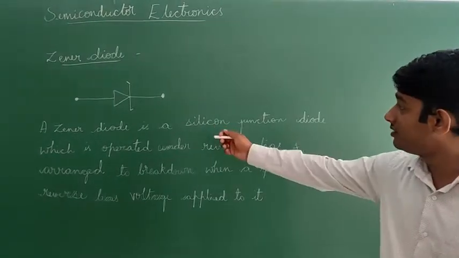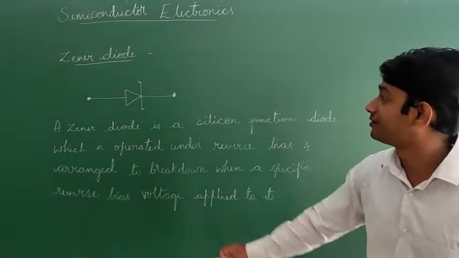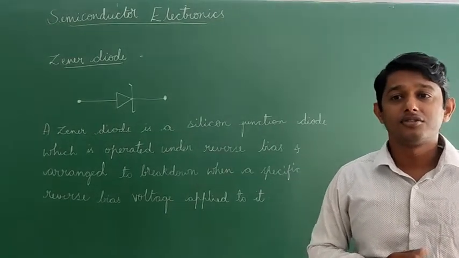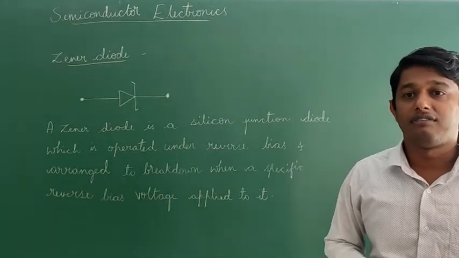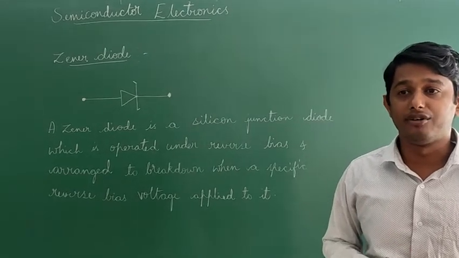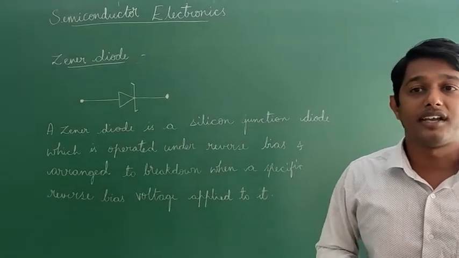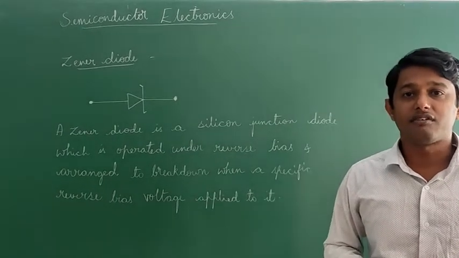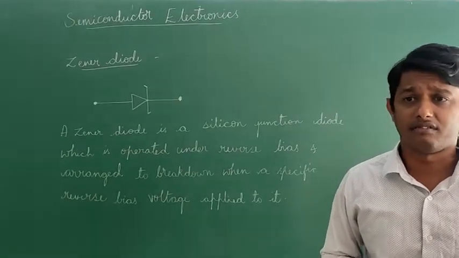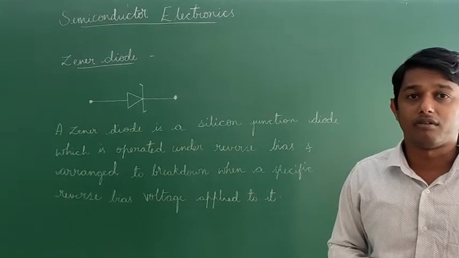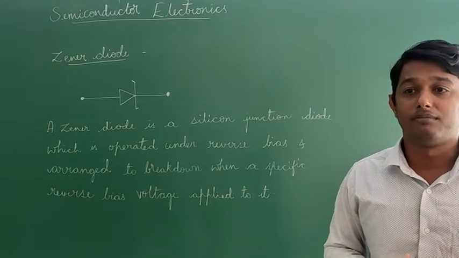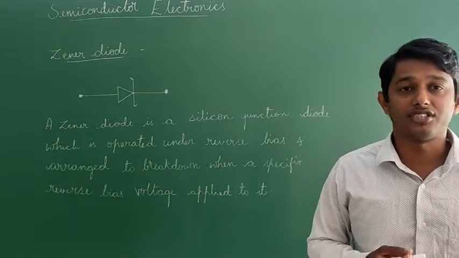This is the symbol of Zener diode. Zener diode is fabricated by heavily doping both the P and N sides of the junction. Due to this, the depletion region is very thin.